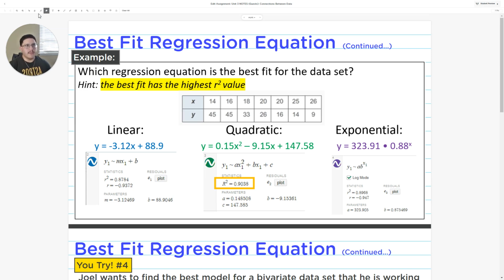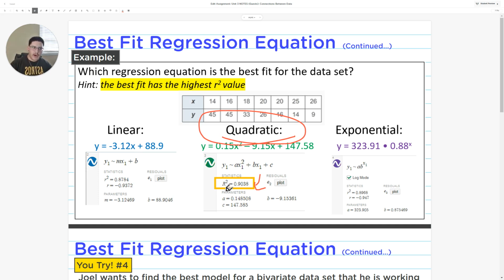So the R squared value in this example, we've done this calculation before, so I'm not going to go through it, is right here. Okay, so the R squared will tell me which one best fits the table of data. So we got R squared for linear, which is 0.878. We got R squared for quadratic, which is 0.9038. And then R squared for exponential, which is 0.896. The one that best fits this is quadratic.